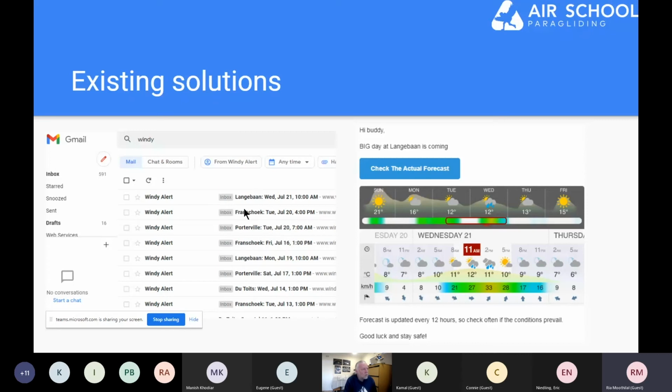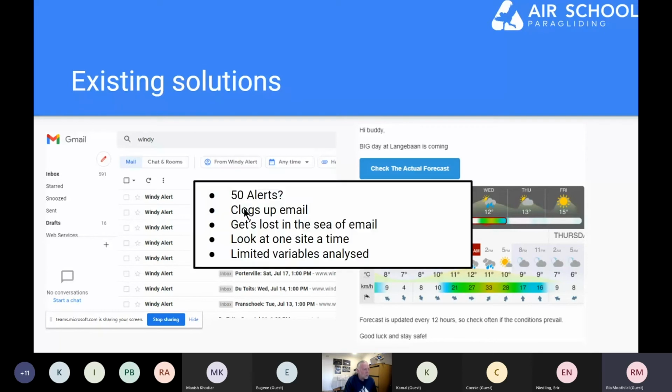And then if the forecast was within that alert, the setting that you set up, you would get an email or a notification on your phone saying, oh, look, this coming Wednesday at Langebaan is looking like a good day for flying. Now, there's some negatives on this, and if you just look at our Western Cape scenario over here, you're going to set up 50 alerts.